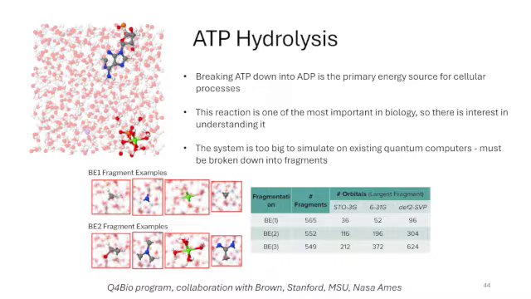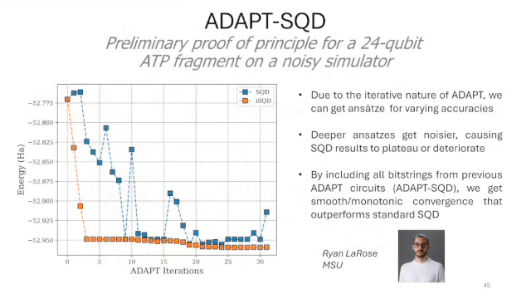So we break it down into fragments. And the study of the system was actually work for the Q4 Bio program by Quantum Leap, a collaboration from a national lab, Stanford, in collaboration with Virginia Tech, Brown, MSU, and NASA Ames, with Brenda's group doing a lot of work for it. And we implemented SQD for some ATP fragments.